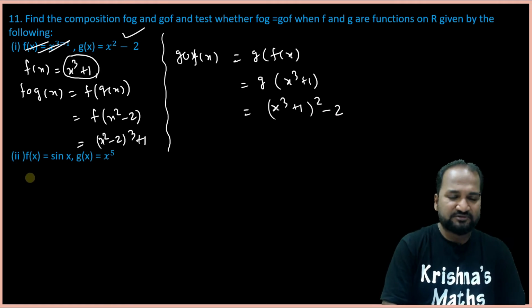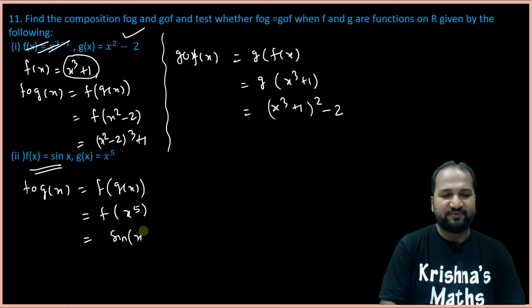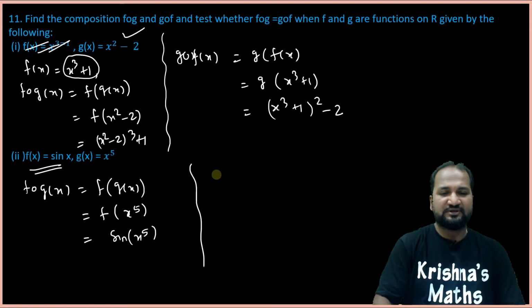Now the second function: f of x is equal to sin x, and g of x is x raised to 5. So f of g of x is f of x raised to 5, which means sin of x raised to 5. This is f of g of x.